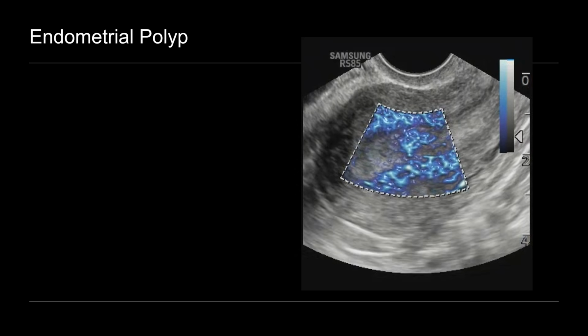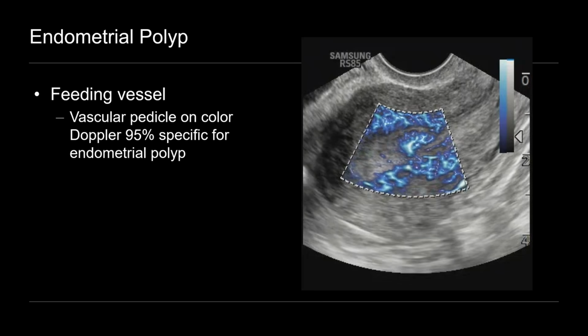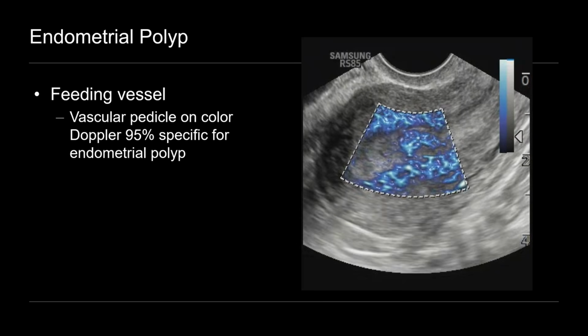So the presence of a feeding vessel, as in this case, or a vascular pedicle on color Doppler is 95% specific for endometrial polyp. And so that's a feature we often look for.